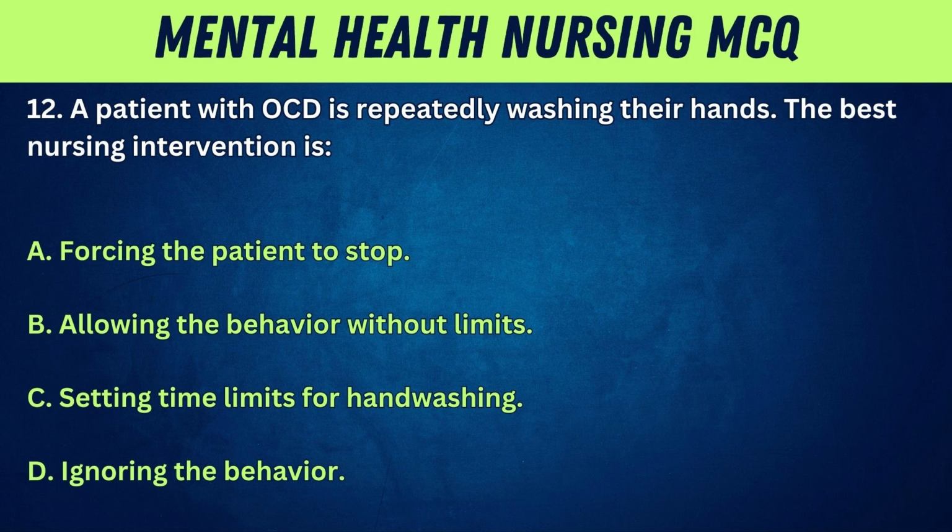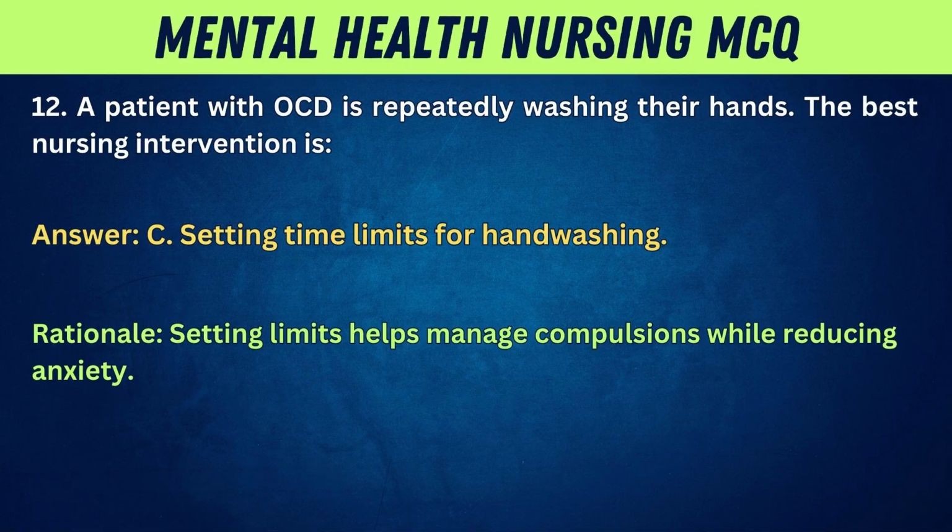The best nursing intervention is: A. Forcing the patient to stop. B. Allowing the behavior without limits. C. Setting time limits for hand washing. D. Ignoring the behavior. Answer: C. Setting time limits for hand washing. Rationale: setting limits helps manage compulsions while reducing anxiety.